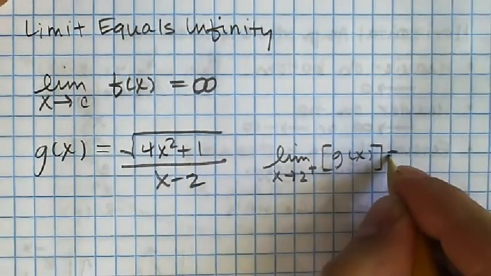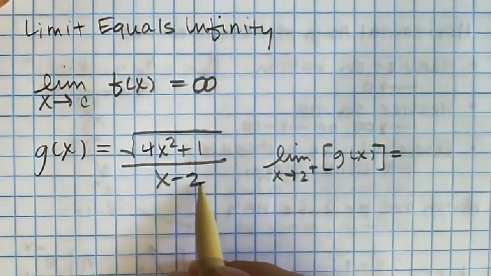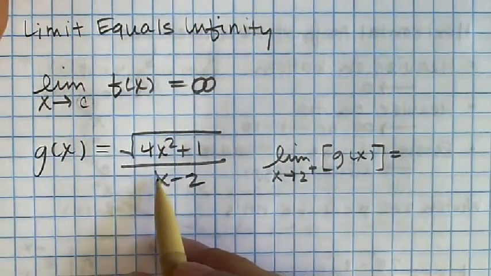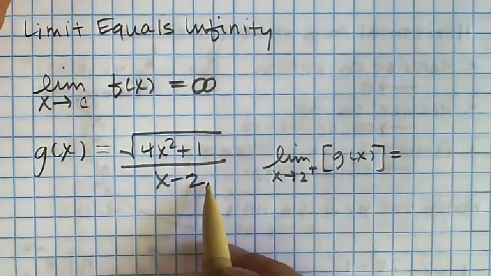So this is going to be what happens as I get closer and closer to 2 from the positive side. So I'm plugging in 2.1 minus 2. That's a positive number.